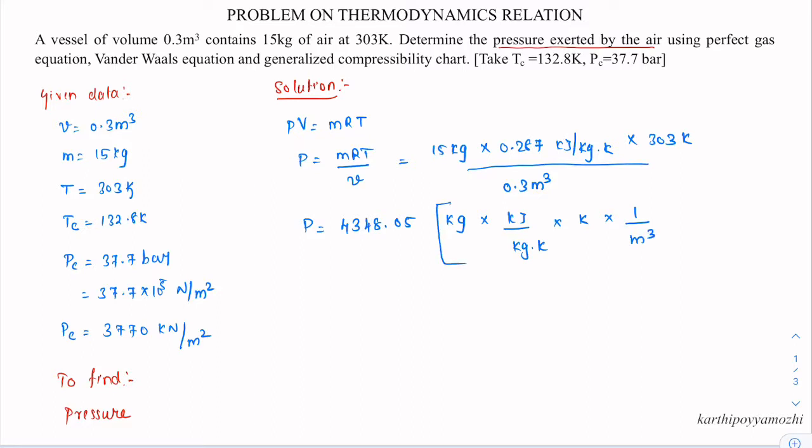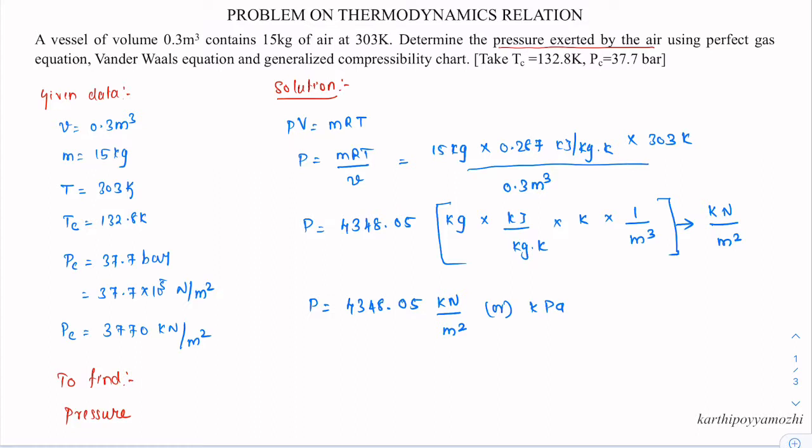By solving this, you will be getting kilonewton per meter square. Therefore, the pressure value P is being calculated as 4348.05 kilonewton per meter square or kilopascal. Okay, we have found out the value of pressure using the perfect gas equation.